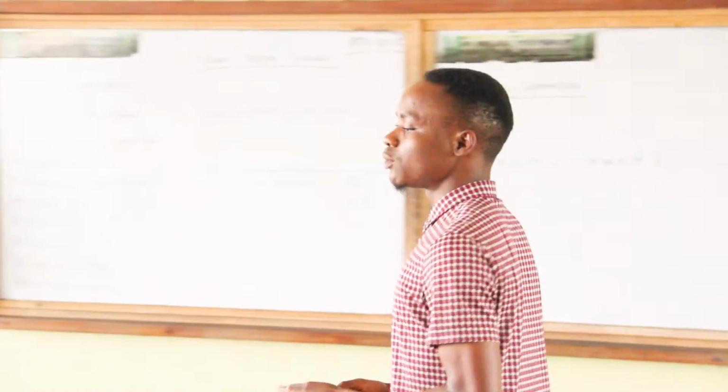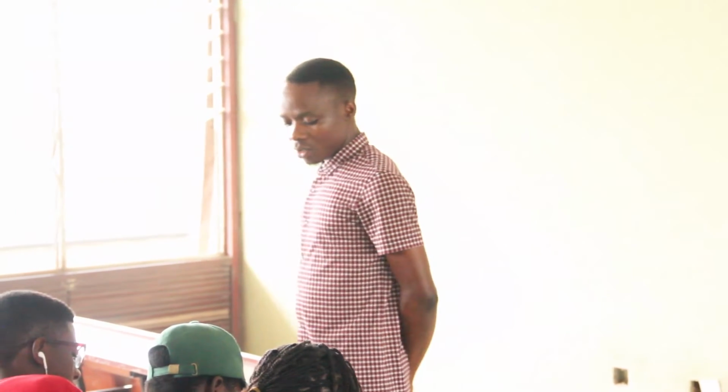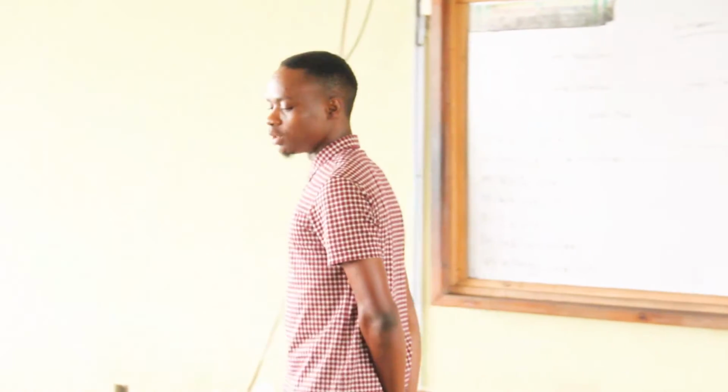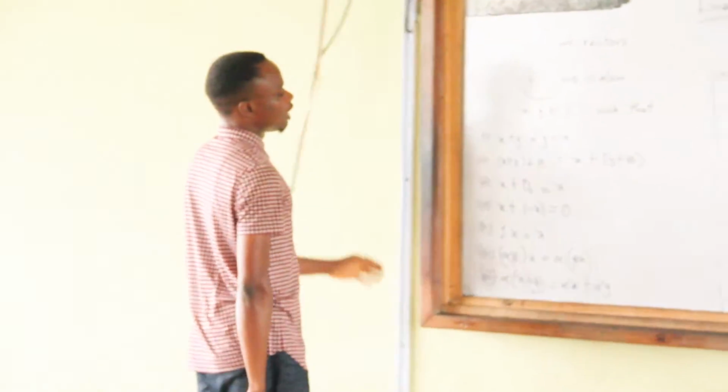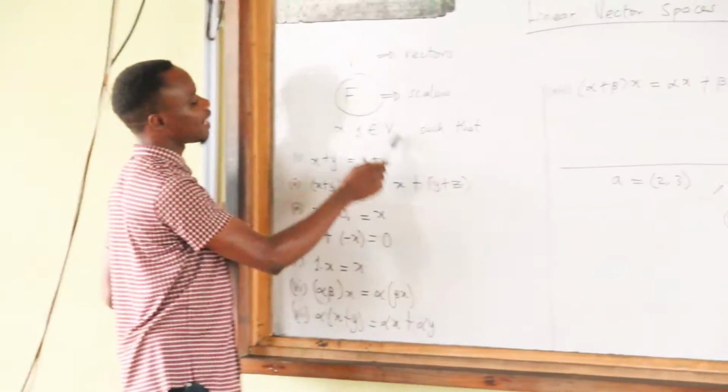Alright, so you can write now, in summary: a linear vector space is one which is closed under the operations of addition and scalar multiplication. So these are implications of that.